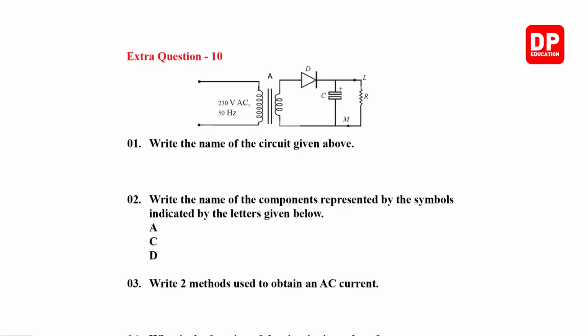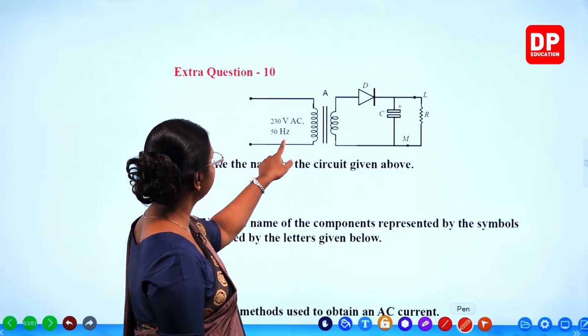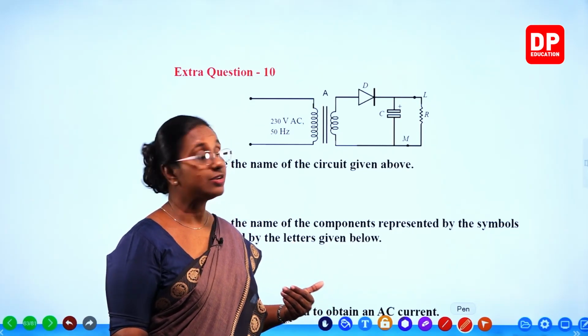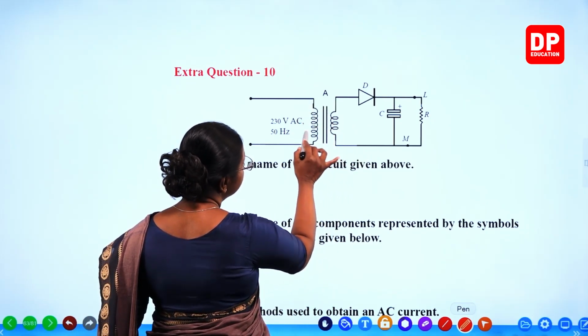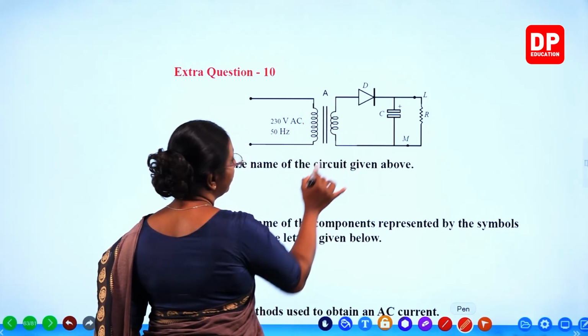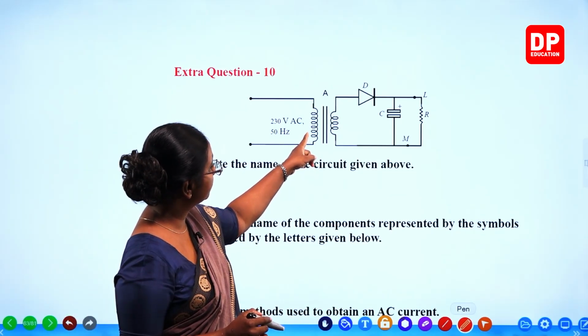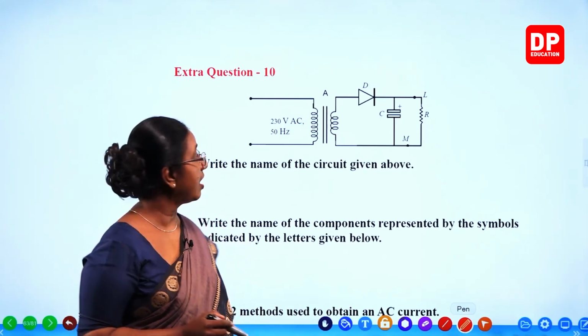Extra question 10. So, there they have given the circuit. You're familiar with this circuit, students. Now, if you look at it, you can see 230 volt alternating current 50 Hertz. That is what we obtain for the household from the national grid. Then here you can see this particular component. You can see the turns here and the turns here with the two lines that indicates the transformer. And the number of coils here is more, number of coils there is less. So, you know it is a step down transformer.